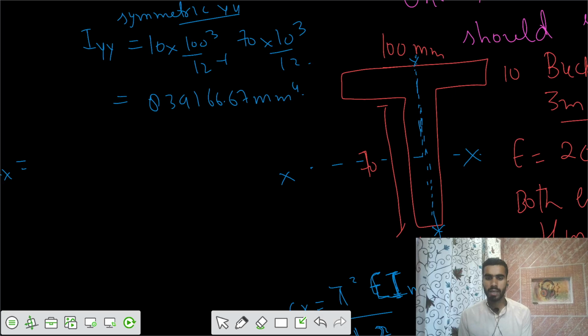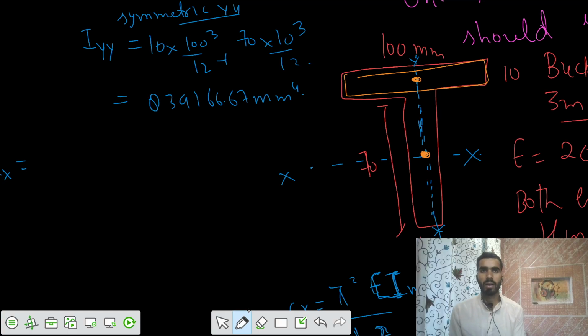Since for the first case, when we calculated the Iyy, the centroid of the first rectangle was on the axis itself, and the centroid for the second area was also on the axis itself. So we have not applied the parallel axis theorem, because d was equal to 0, so there was no parallel axis term here.